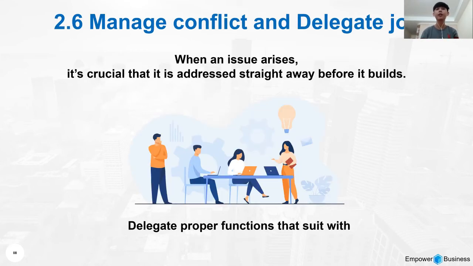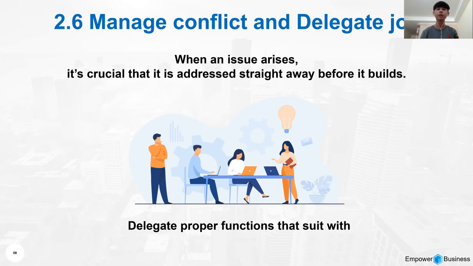Sixthly, manage conflict and delegate jobs to the right people, which is the responsibility of the manager. Part of why it is vital that I establish a relationship with my team and get to know them individually is so I can assess what their strengths are. People perform better and are more engaged in roles where they feel they are employing their best skills. So delegating proper functions that suit each will have a significant impact on the productivity of the team.